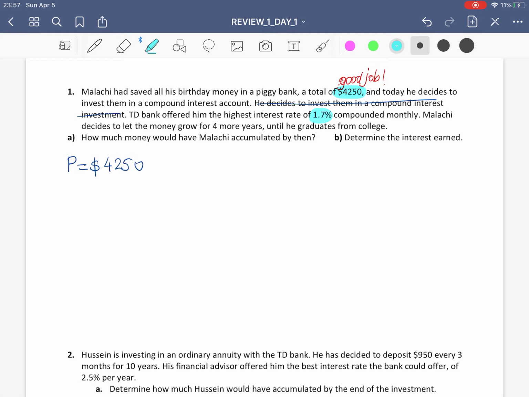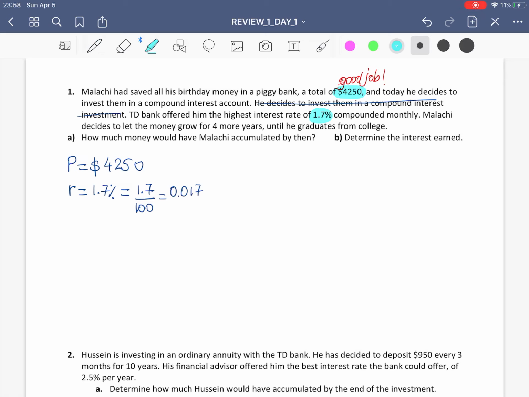And he is investing this in an investment that earns 1.7%. Remember, the interest rate you're given is always your annual interest rate. So that is indicated by letter R. So we're going to write R equals 1.7%. 1.7% means 1.7 per 100. And the decimal form of it is 0.017.